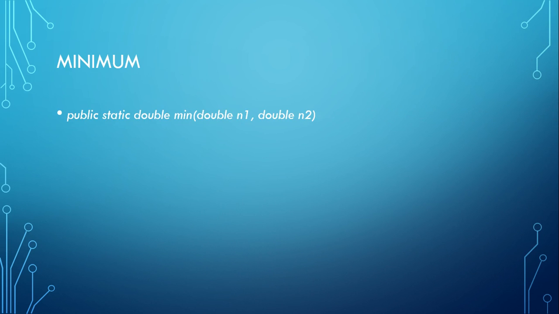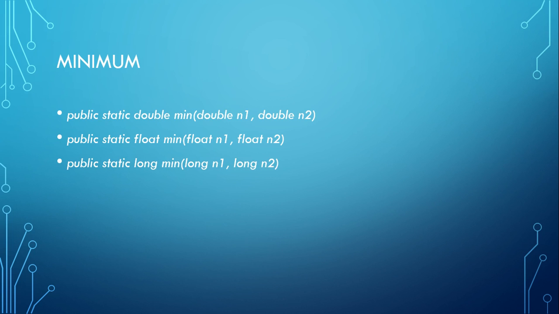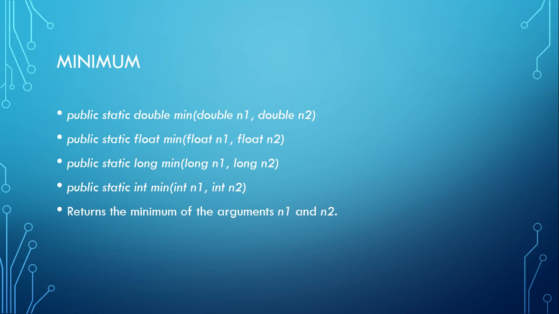All right, next is minimum, and you can do that with public static double min, double n1, double n2. You have public static float min, float n1, float n2. Public static long min, long n1, long n2. Public static int min, int n1, int n2. All right, this returns the minimum of the arguments n1 and n2, so it's a great way to do a quick comparison. So for example, Math.min(3, 2) will return 2.